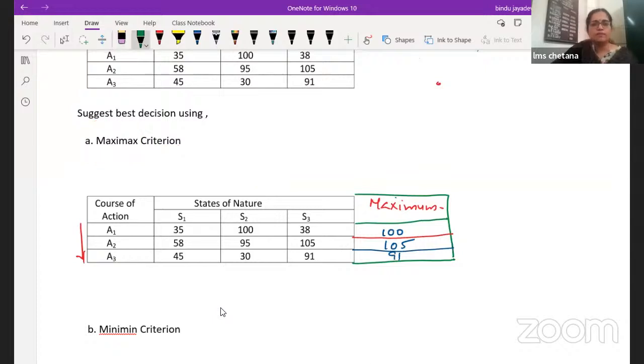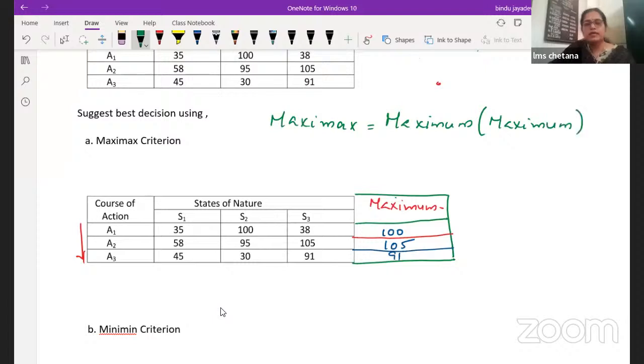Okay, I'm writing Maximax, meaning maximum, and in the bracket again maximum. Two words, right? Maximum. That is equal to, here I'm writing maximum. Now see this bracket. What is inside the bracket? Maximum. This bracket is nothing but the column in my answer, and the column holds the maximum values.